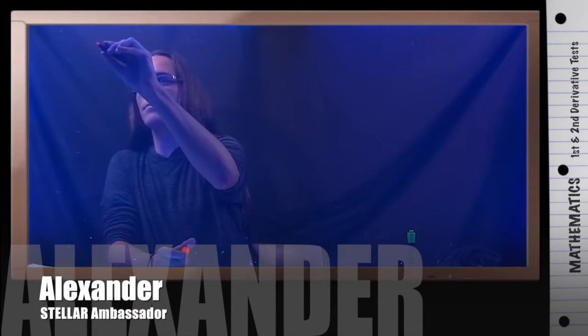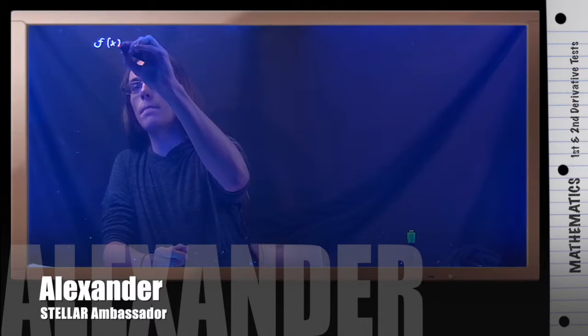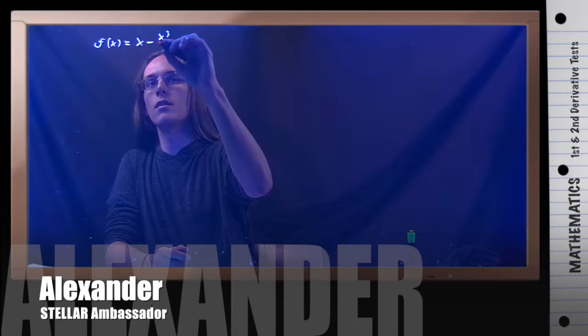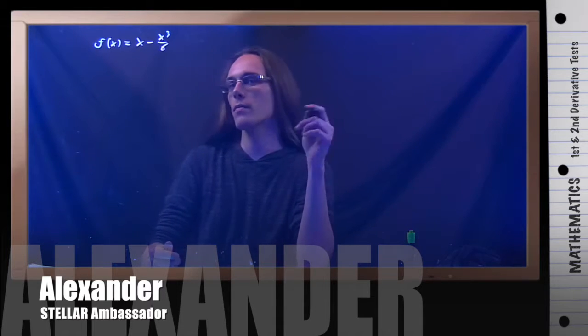All right, so for this example, we're going to be graphing a function, but we're not going to be doing it the way you may be used to. We're going to be doing it using exclusively the first and second derivative tests and just a little bit of thinking. So here's our function that we're going to be graphing. f(x) is equal to x minus x cubed over 6.